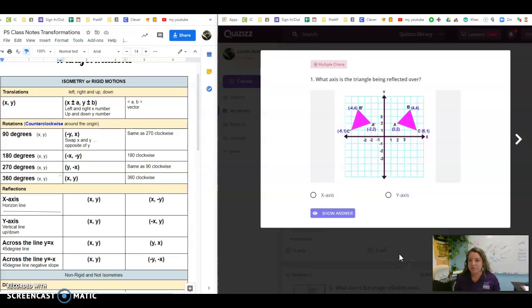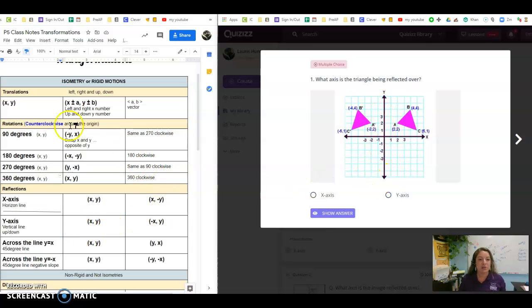Hey guys, I wanted to give you a little bit of a heads up and a little bit of help with these reflections on your quizzes, okay? This is one of the questions on one of your quizzes, and it wants to know which axis the triangle is being reflected over. Remember, the x-axis is the one that goes this way, and the y-axis is the one that goes vertical, up and down.